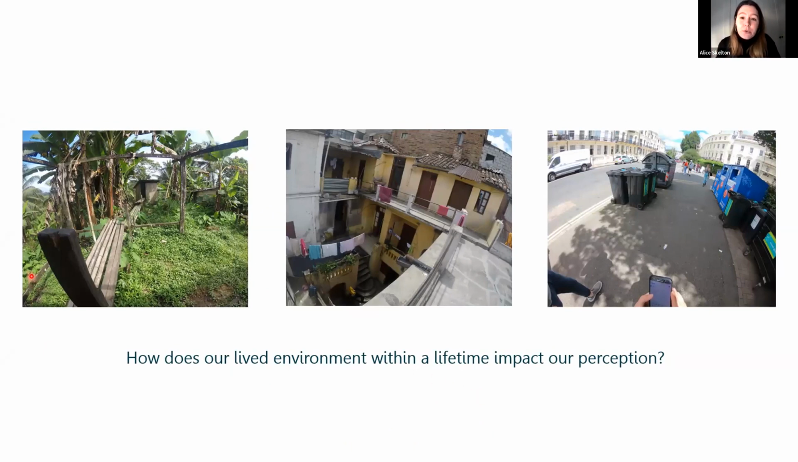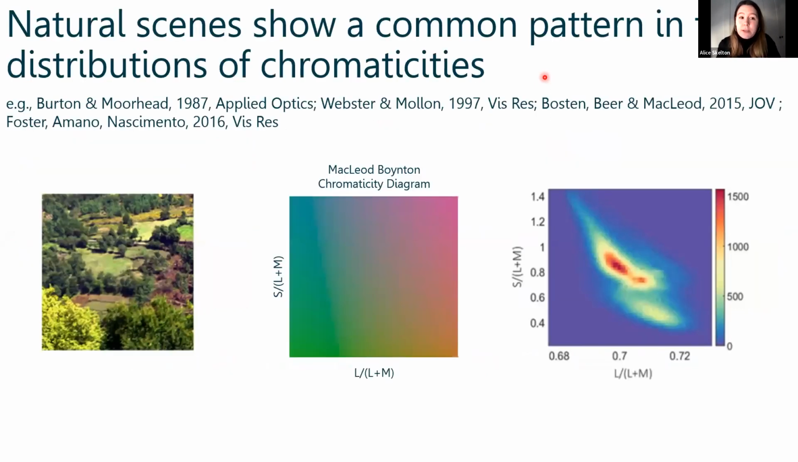So if, for example, you grow up in a rainforest environment like this one and you live in that environment, does your colour perception align in a way that is quantitatively different with your environment, in a way that is different to people who might grow up in either of these two cities, for example? And we do know that there is some evidence of alignment between natural scenes and colour perception.